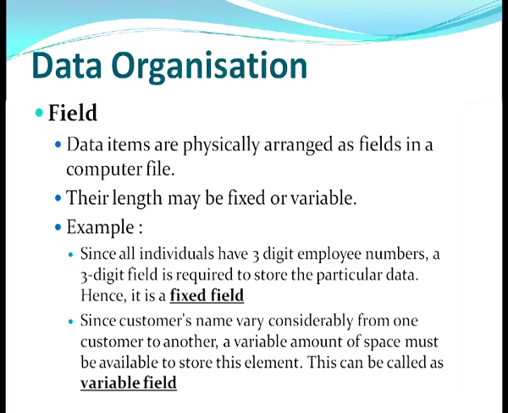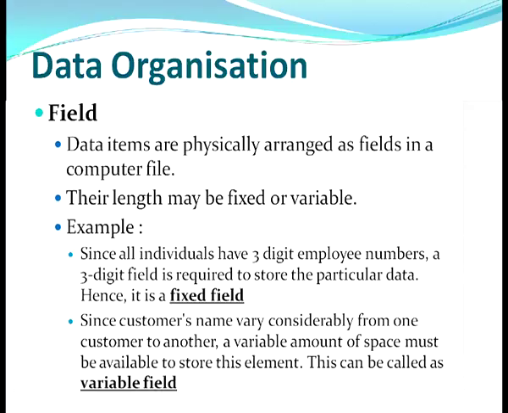Next unit of data organization is the field. The data items that we have just discussed are physically arranged as fields in a computer file. Their length may be fixed or variable. Say, for example, employee number. I fix it as a 3-character field, say E01, E02. So, it is a fixed field. The number of characters in this field is fixed, so we call it a fixed field.